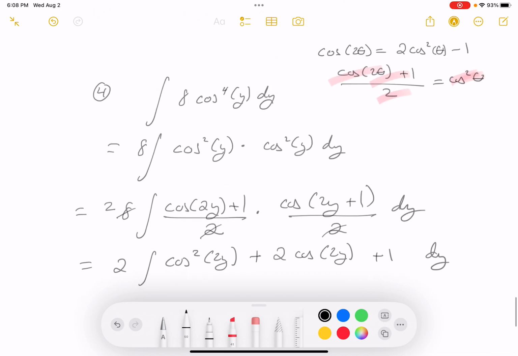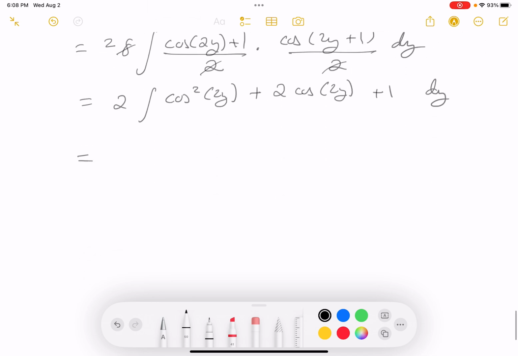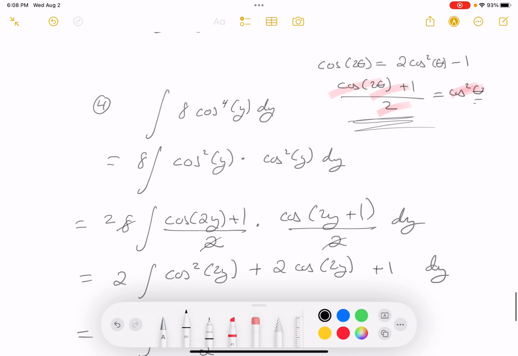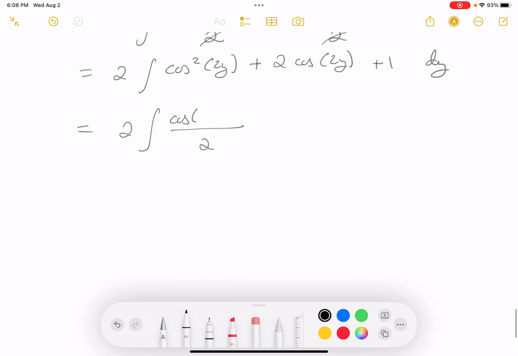And yeah, we just went through it. I mean, we got this over here. We're going to use that. We're going to get 2, put the 2 over here. That's going to be cosine, let's see, if you look at it, theta, this would be twice that. So you get 4y now. Plus 1, plus 2 cosine 2y plus 1 dy.